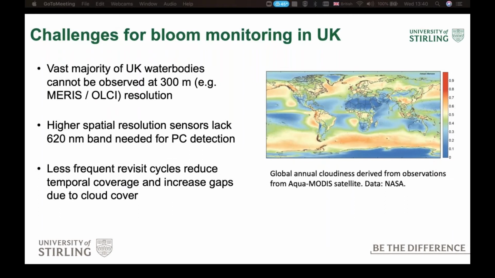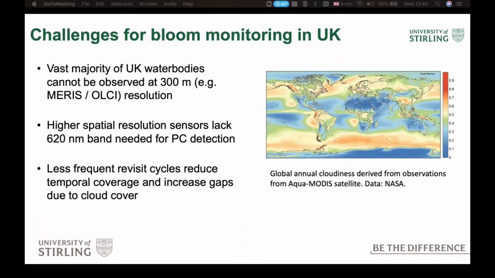But most of the lakes here in the UK are not like Balaton. They are not these big lakes, and bloom monitoring in the UK faces some rather specific challenges. First of all, most of our water bodies cannot be observed at 300 meter resolution, and this is what is offered now by sensors such as MERIS and OLCI.